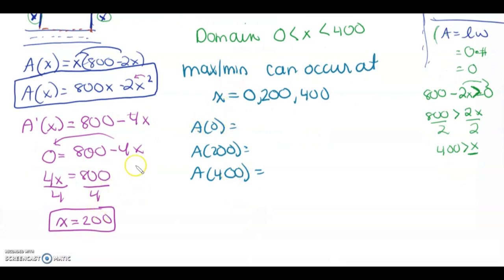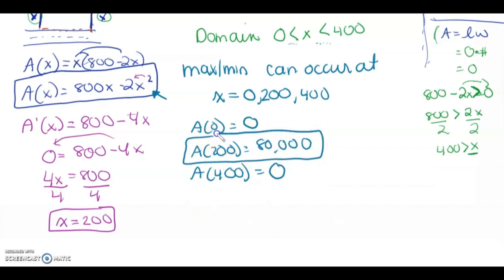Okay, and again, two endpoints, and then the horizontal tangent. We're subbing these into the original equation, 800x minus 2x squared. So when I sub in 0, I get 0. And when I sub in 400, I get 0. We kind of already went over that. Even though our domain doesn't actually include it, with the underline for the inequality, we have to test those. And when we sub in 200, we get 80,000. So obviously this is going to be our maximum value.